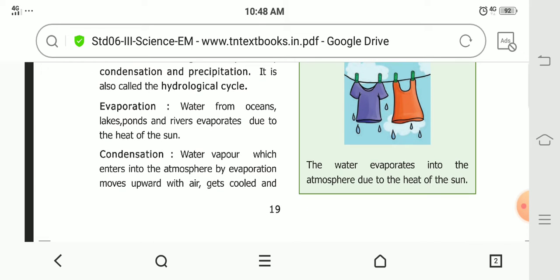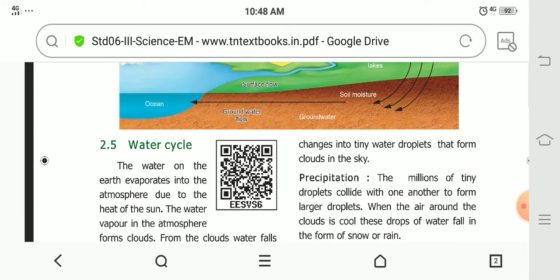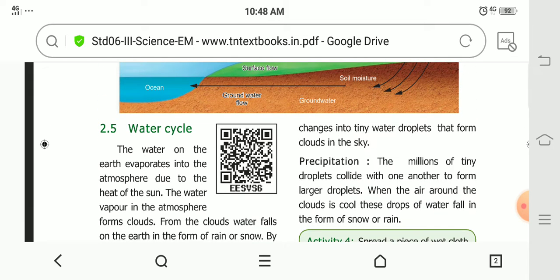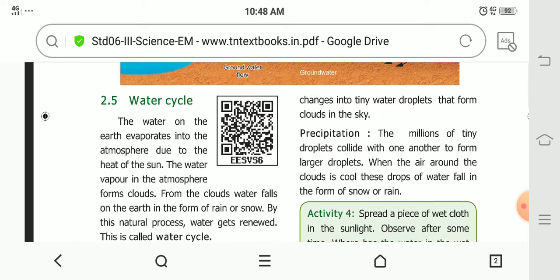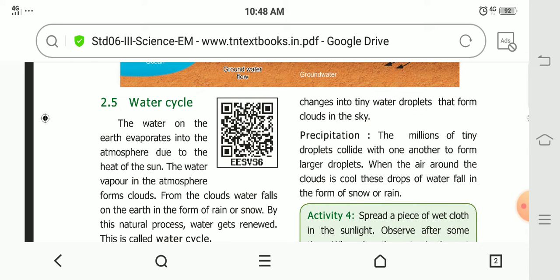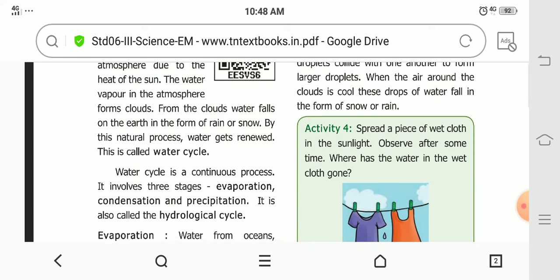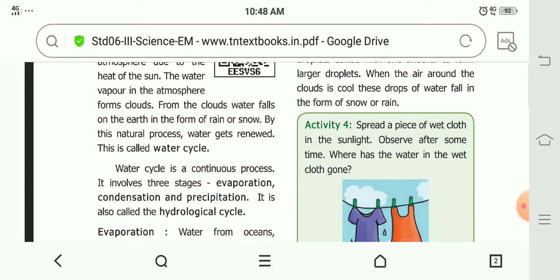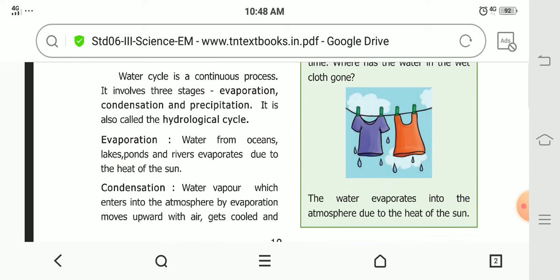Next, condensation. Water vapor which enters the atmosphere by evaporation moves upward with air, gets cooled and changes into tiny water droplets that form clouds in the sky. This is called condensation. Precipitation: the millions of tiny droplets collide with one another to form large droplets. When the air around the cloud is cool, these drops of water fall in the form of snow or rain. These three stages, evaporation, condensation and precipitation, are called the hydrological cycle.